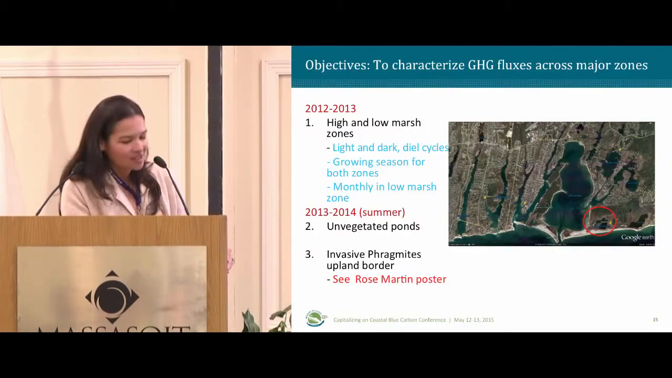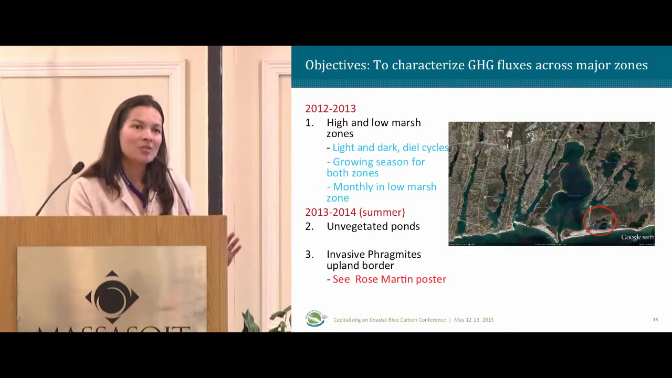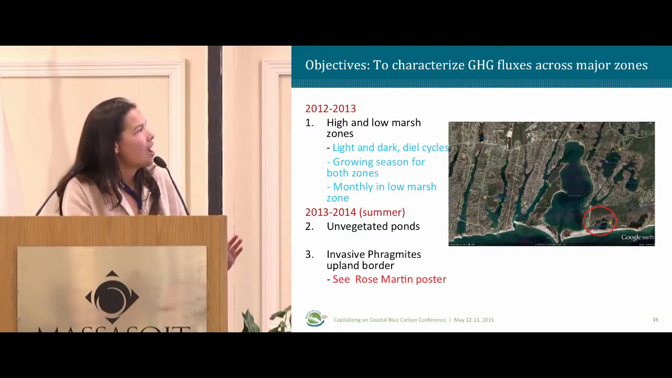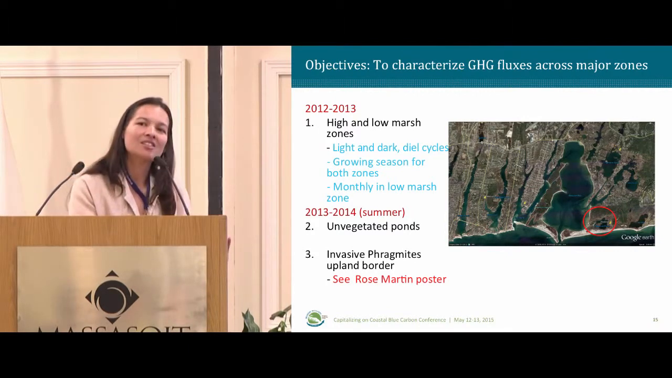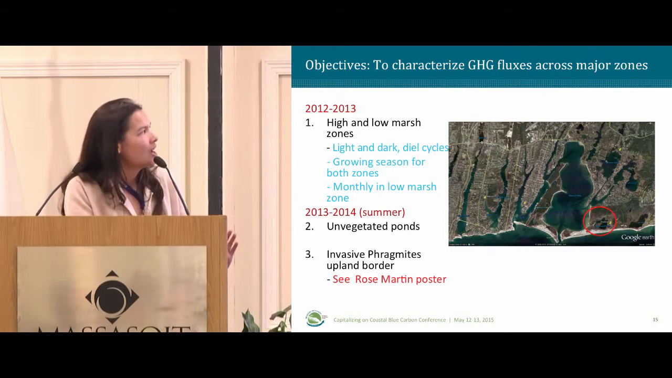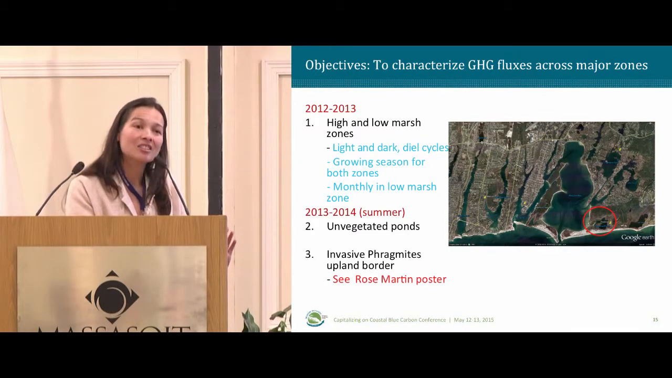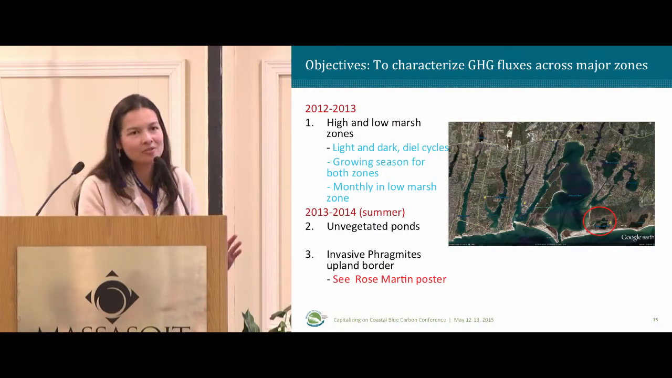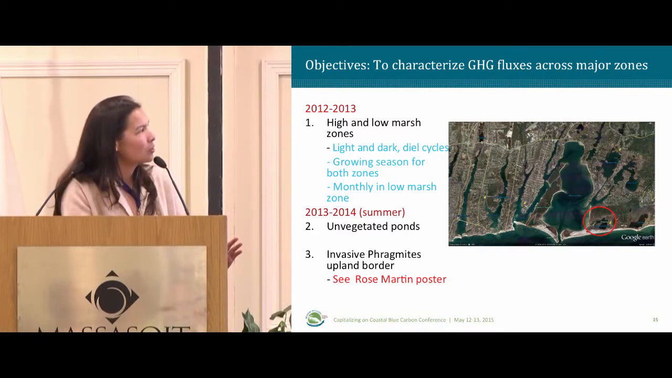So you've already seen the study site. My species comparison was focused only in sage lot because that's our pristine reference, which had very little nitrogen inputs. And there we have been studying different plant-defined zones since 2012, including what I'm calling just the high and low marsh communities, as well as some of the unvegetated ponds and the upland Phragmites borders. You've seen the boardwalk already.